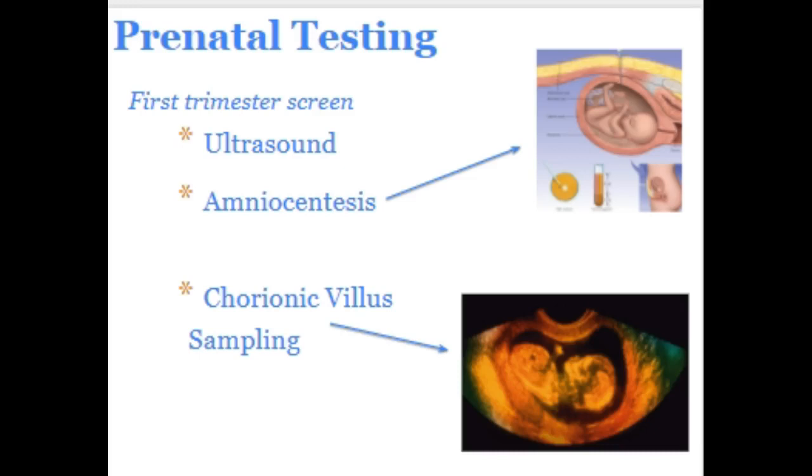But if they are done, and there is some concern from the results of the testing, diagnostic tests are the next step after a screening test. They will yield a positive result. They leave virtually no doubt as to the existence or absence of certain birth defects. And these diagnostic tests, like amniocentesis and chorionic villus sampling, are definitely more invasive than the screening, like the blood test and the ultrasound.